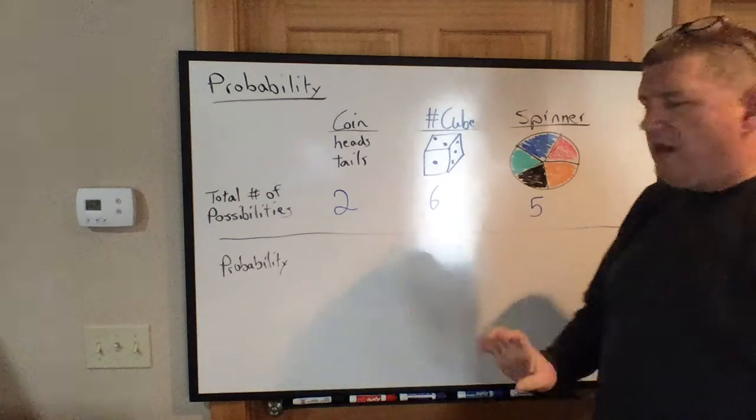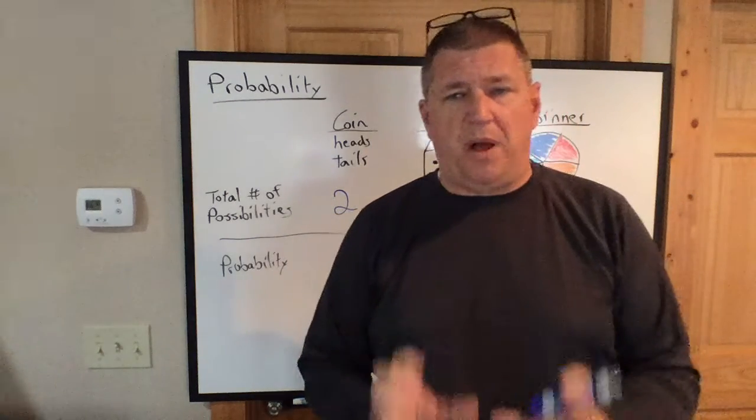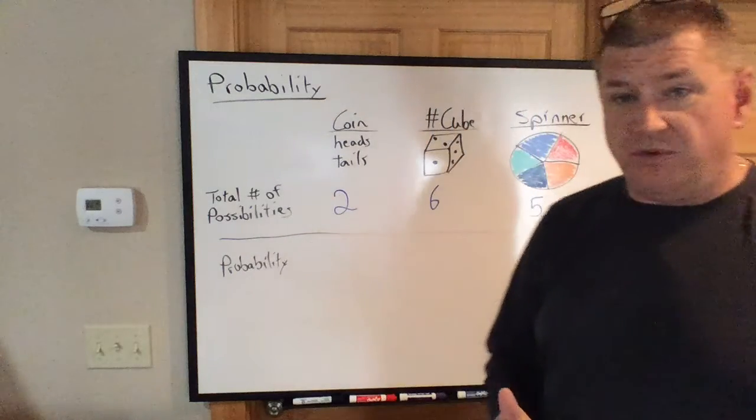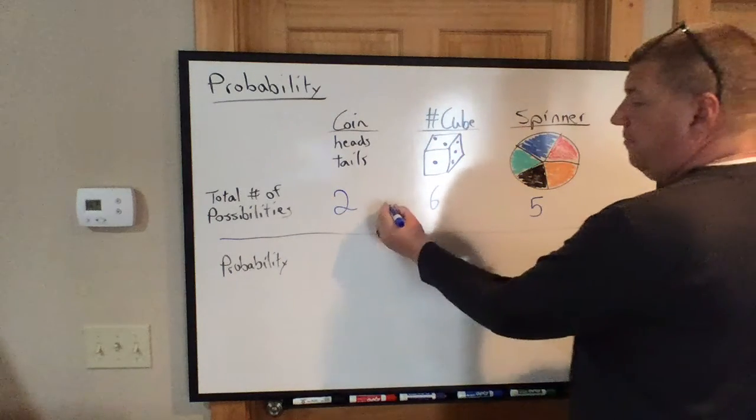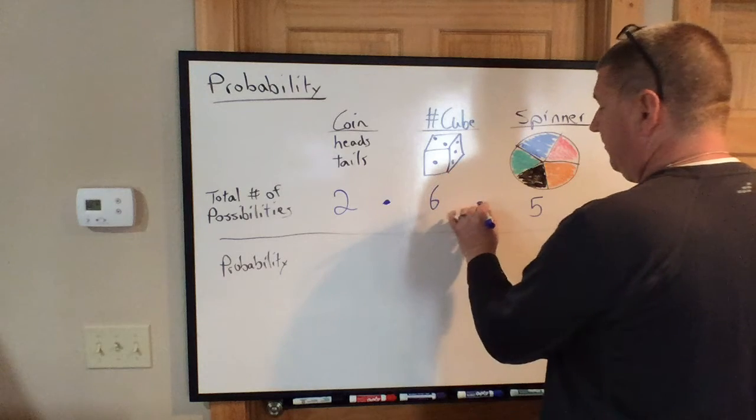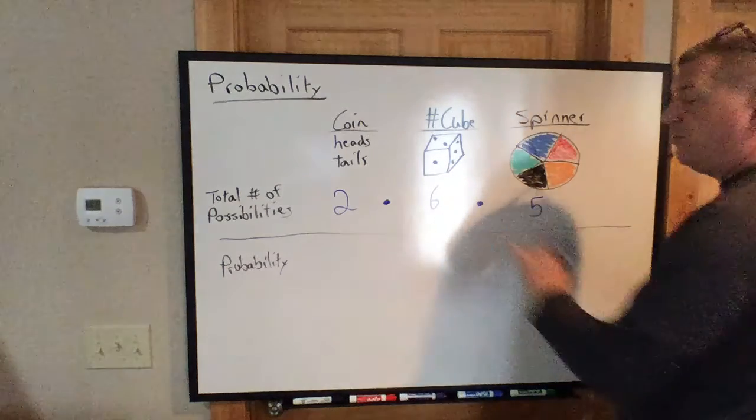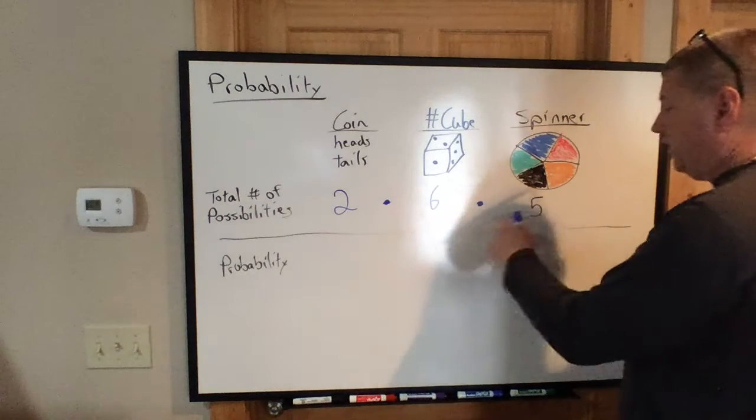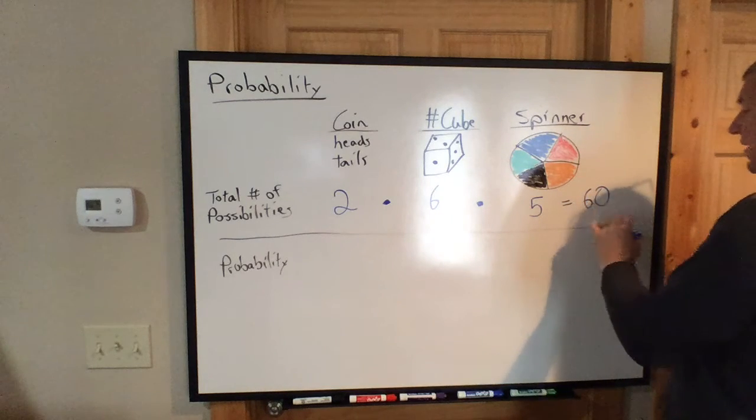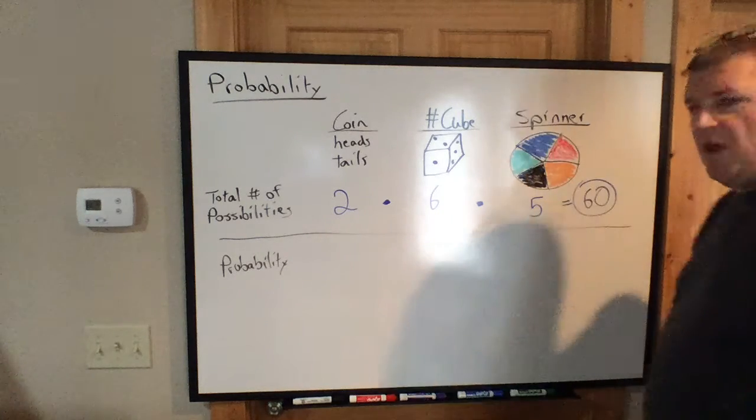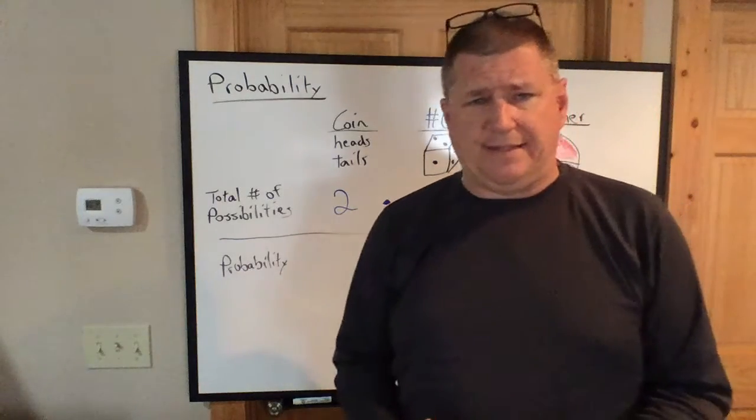So when we come up with the total number of possibilities, all we have to do is take our number of possibilities for each level, and we're going to multiply them together. 2 times 6, which is going to give me 12, and 12 times 5, which is going to give me 60 possible answers. Okay, so then we talk about probability.